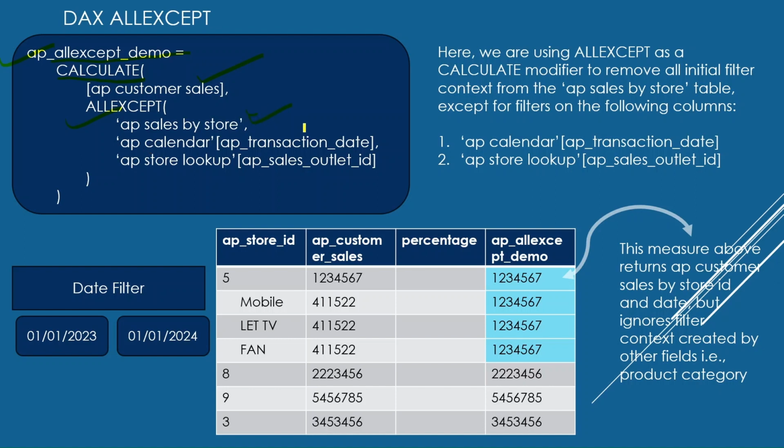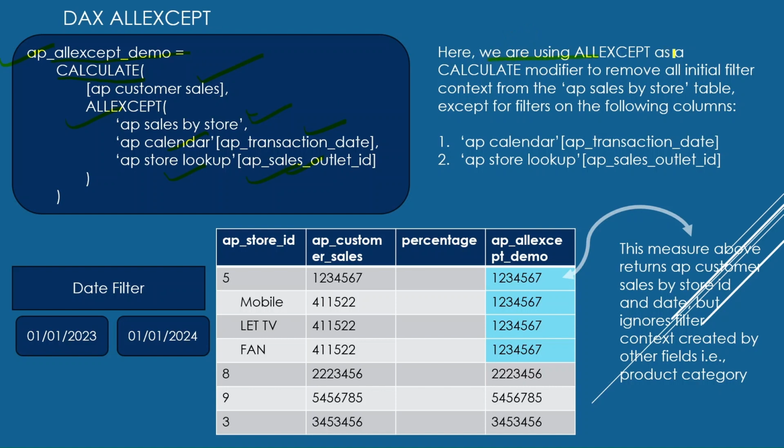This is the table, and this is the column, but these columns are not present in the AP sales by store table. They are present in the AP calendar table and the AP store lookup table, but there is an association between the AP sales by store table and the AP calendar table and AP store lookup table. That's why in the ALLEXCEPT function we can provide the column names which are present in the AP store lookup table and the AP calendar table.